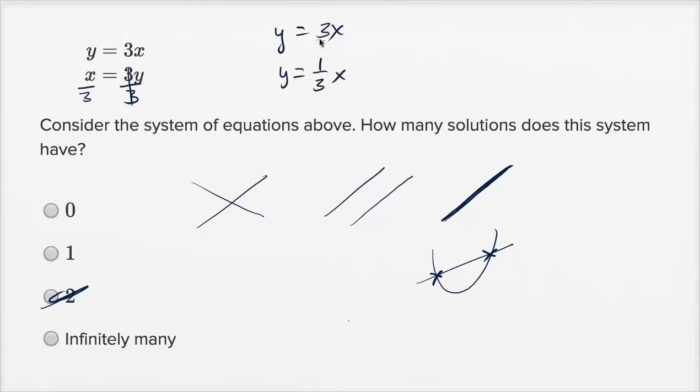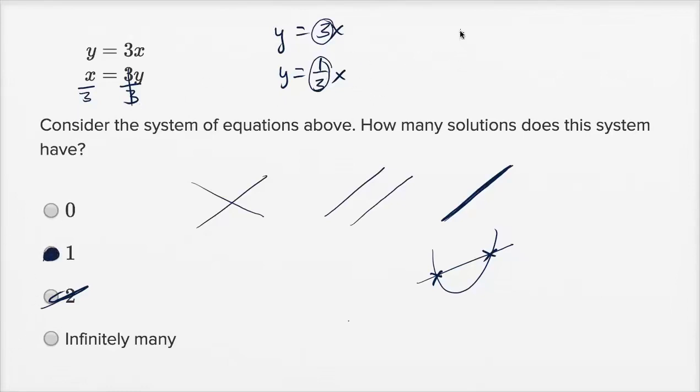And so these lines, they don't have the same slope. So they're not going to be parallel, and they're not going to be the same line. So these are going to intersect. These are going to have one solution, exactly one solution.